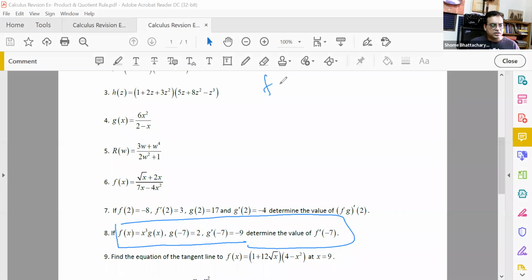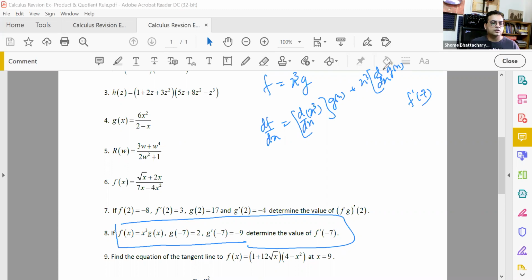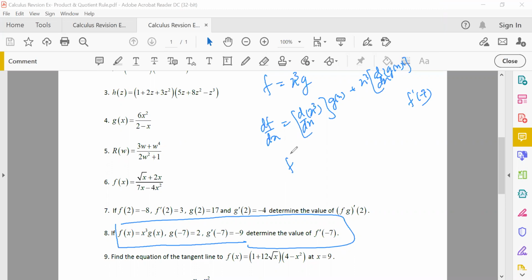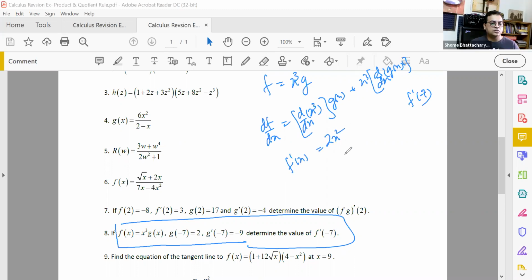So f of x, I'll just write it as f is given as x cube g. And we have to find the value of f prime, the derivative, at x equal to -7. So now what we'll use is the quotient rule here. Sorry, the product rule here. df by dx is going to be d by dx of x cube multiplied with g of x, plus x cube multiplied with differentiation of g of x, right? So this step is clear now? So now I can directly write this as f prime x is equal to 3x square, my mistake, 3x square into g of x, plus x cube into g prime of x.